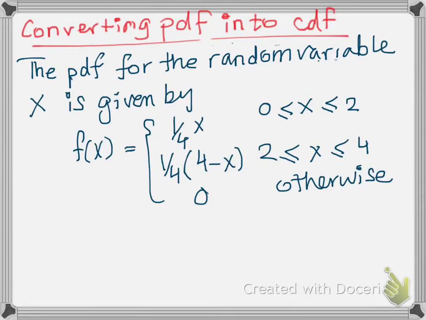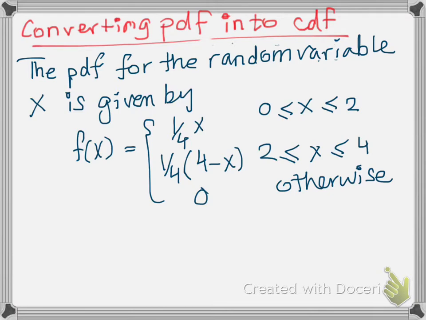Dear student, in this video I'm going to talk about how to convert PDF into CDF, probability density function into cumulative distribution function. The probability density function for the random variable, which is continuous, is given as f of x equal to 1 over 4 x when x is between 0 and 2, and it is 1 over 4 (4 minus x) when x is between 2 and 4, and 0 otherwise.